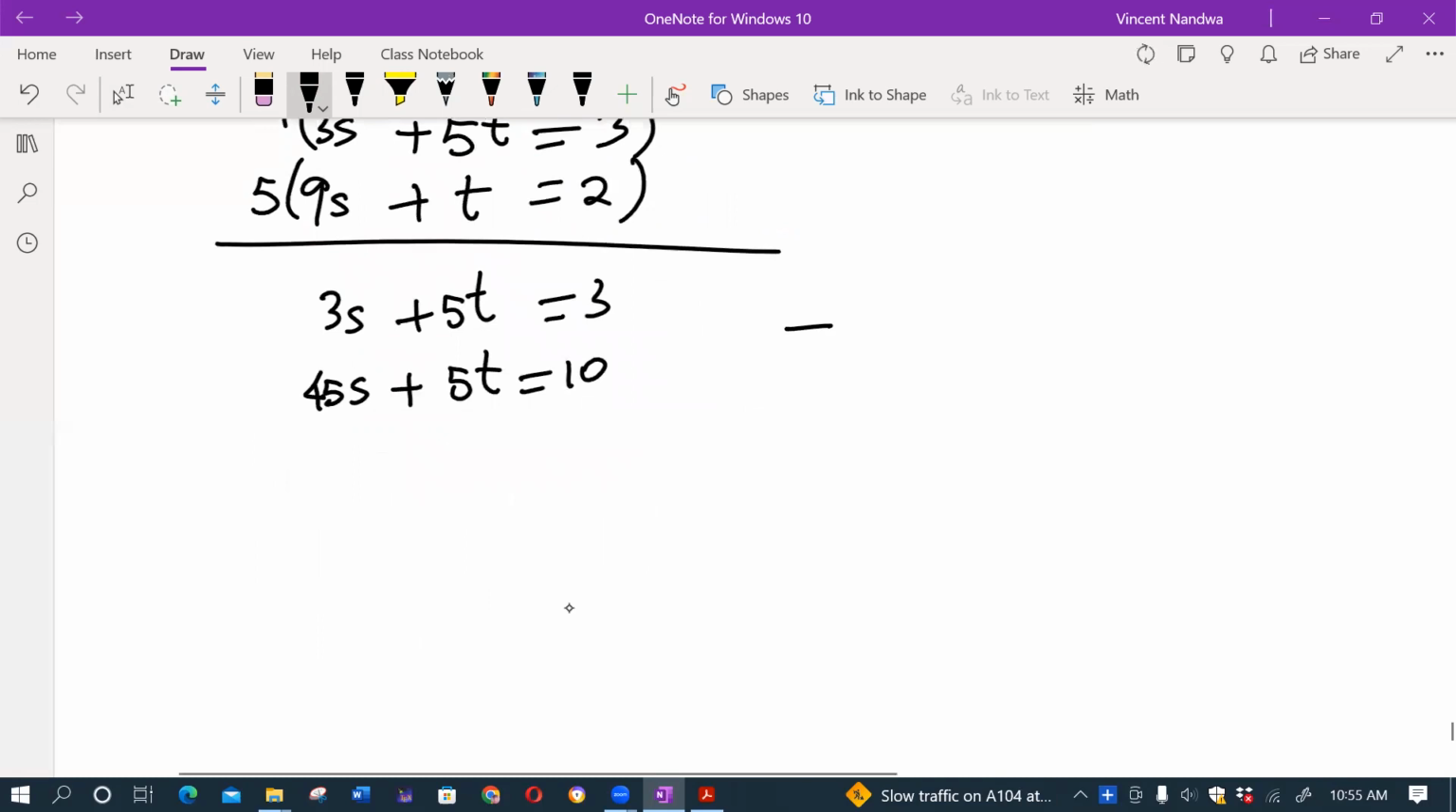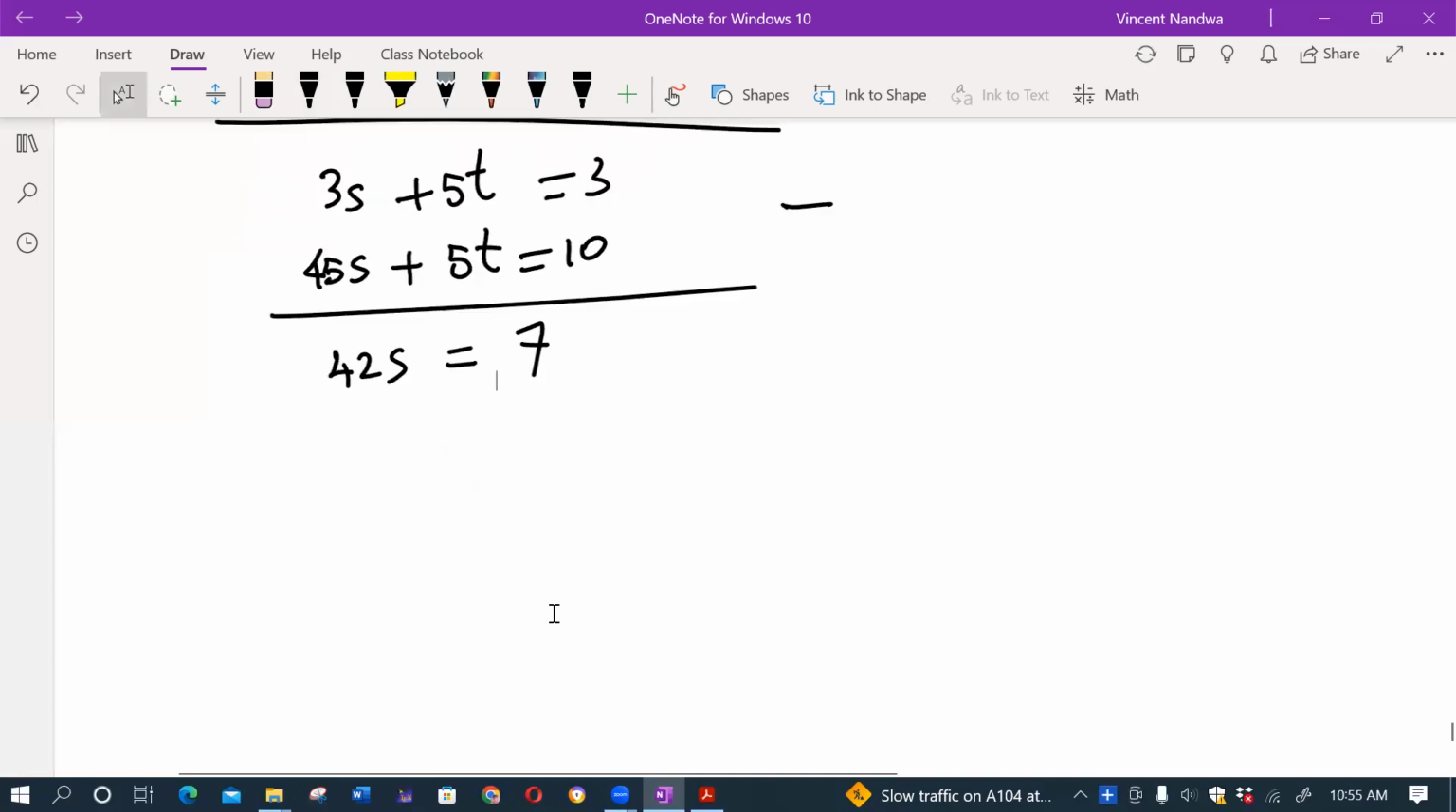Then you subtract. 3s minus 45s is, about 45s minus 3s is 42s equals 10 minus 3 is 7. Remember, you can either subtract from lower to upper or upper to lower, but you have to be consistent. So which means s equals 7 over 42, which is the same as 1 over 6.